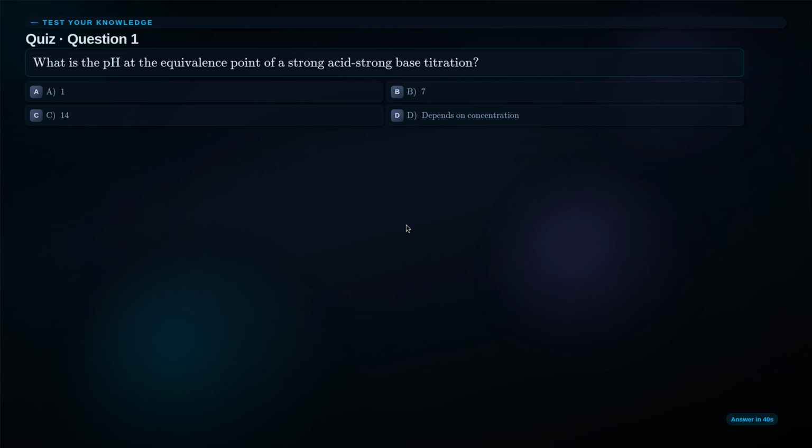The correct answer is B, 7. At the equivalence point of a strong acid-strong base titration, the pH is exactly 7 at 25 degrees Celsius because the salt formed does not undergo hydrolysis. Neither the cation nor the anion reacts with water, so the solution remains neutral.